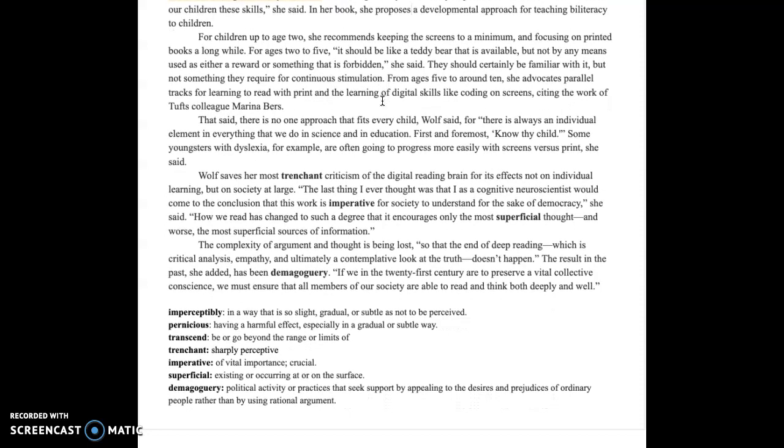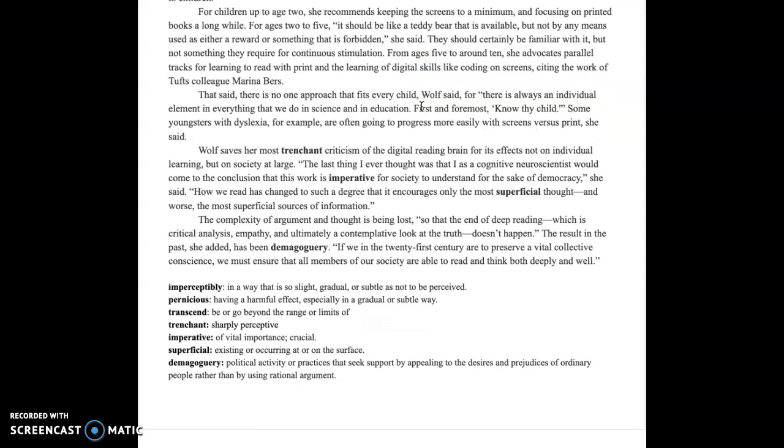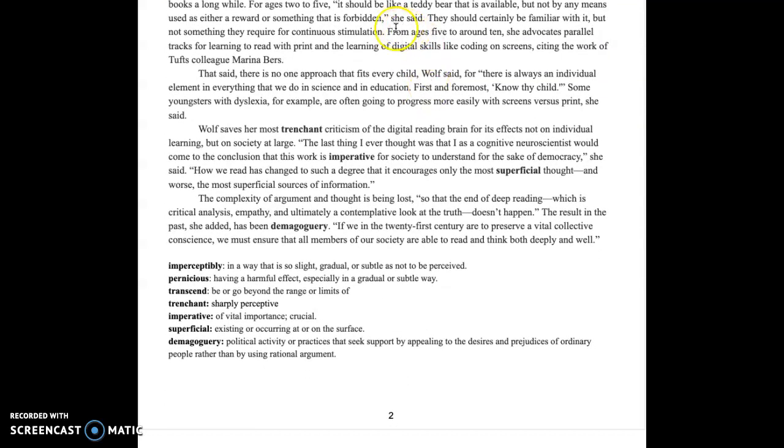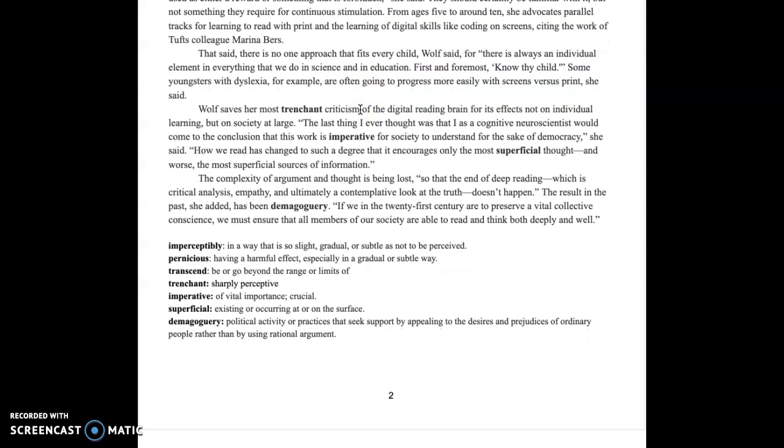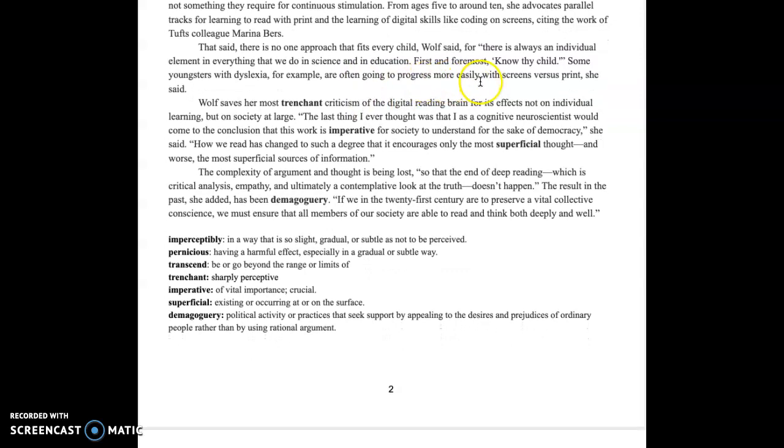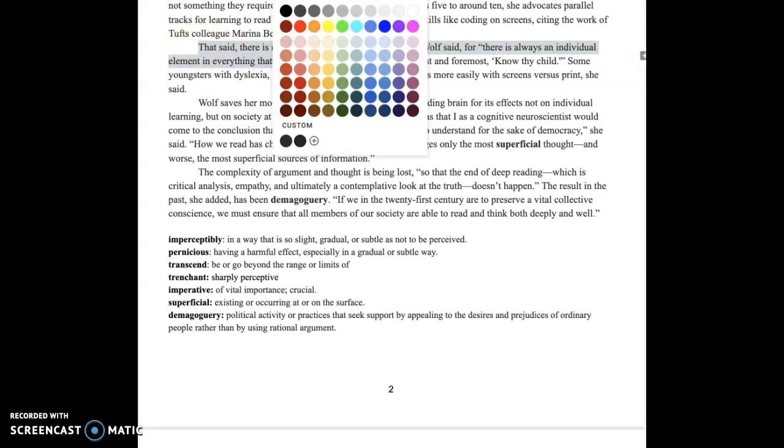Here are some recommendations for kids, for different age groups. And we're kind of doing this one from ages 5 to 10, parallel tracks for learning to read. So we are reading on screen today, and we also read in our books. There's no one approach that fits every child. There is always an individual element. Okay, I'm going to highlight that. That sounds important.